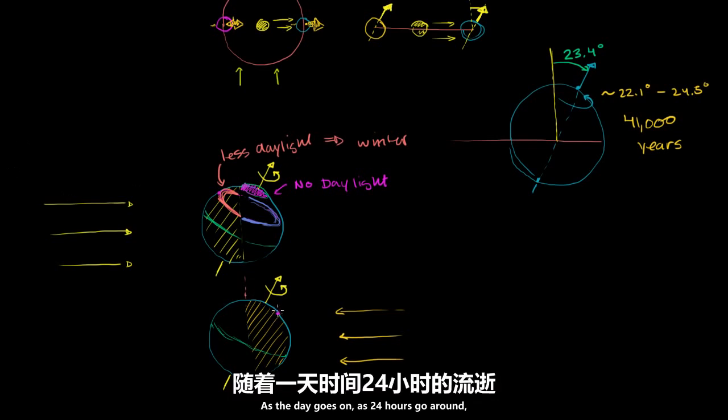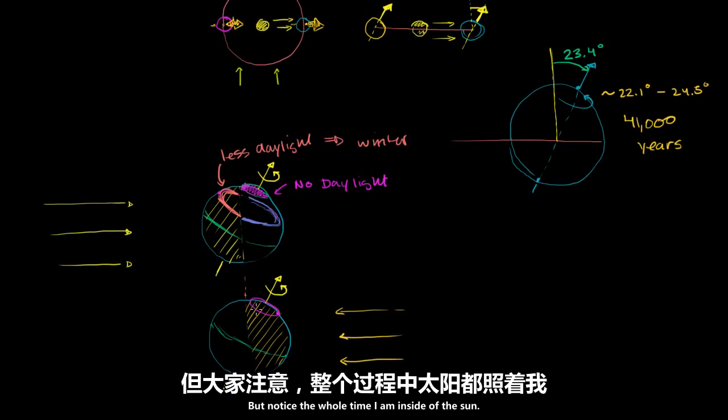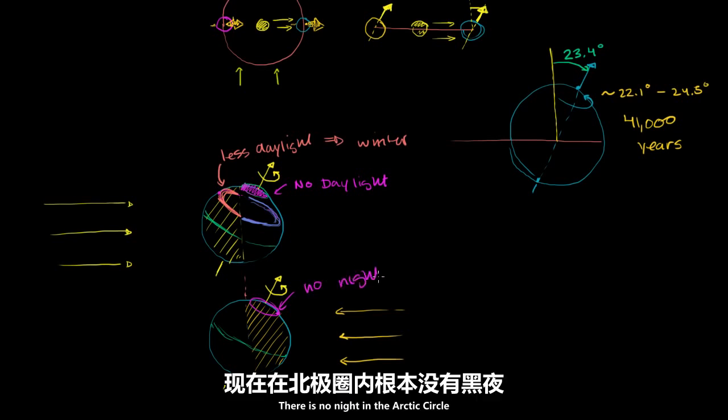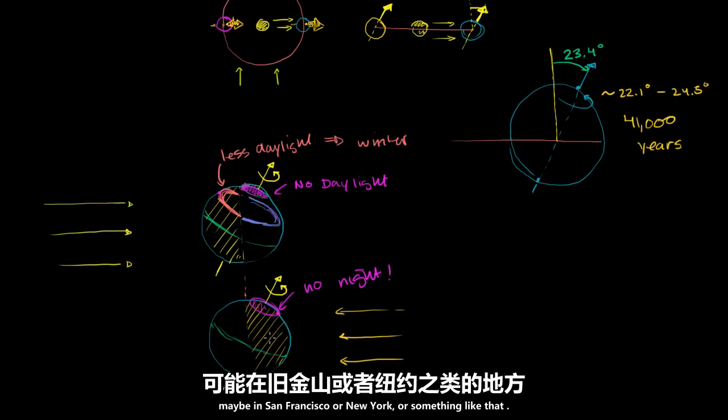As the day goes on, as 24 hours go around, I'll keep rotating around here. But notice, the whole time I am inside of the sun. I'm getting no nighttime. There is no night in the Arctic Circle while we are tilted towards the sun. And if we go to a fairly northern latitude, but not as far as the Arctic Circle, maybe in San Francisco or New York or something like that.